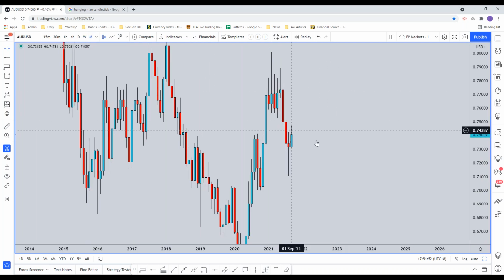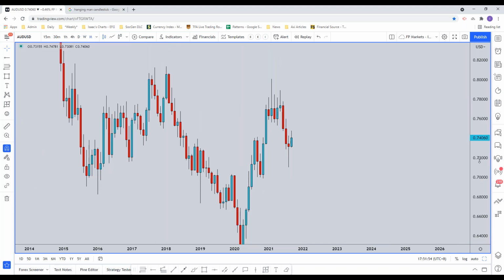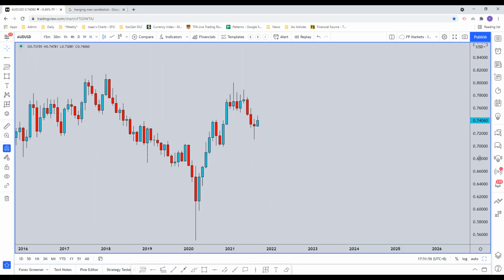Now the monthly, okay, we actually had a bearish engulfing recently, right? I see a very strong uptrend, and then price sort of traded sideways. Okay, formed a shooting star pattern, followed by a bearish engulfing, and it seems to be going lower.